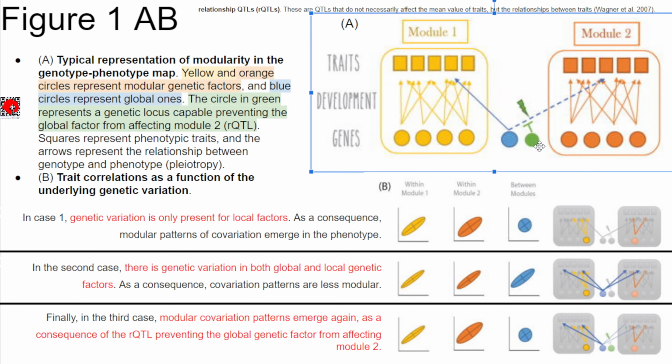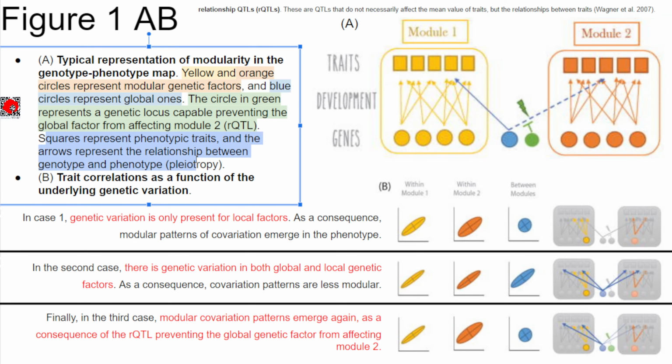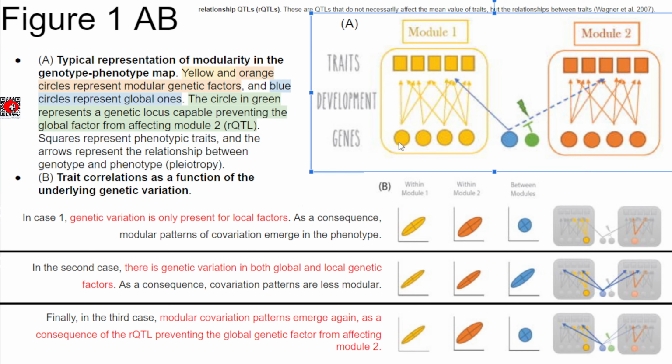The circle in green represents a genetic locus capable of preventing the global factor from affecting module 2, RQTL. Squares represent phenotypic traits, and the arrows represent the relationship between genotype and phenotype, or pleiotropy. So, genes, then we have this kind of causal graph leading to traits, and this, again, keeping this statistical theme in mind, is like a Bayesian causal graph, where these edges are based upon statistically inferred cause parameters, or just hidden parameters describing relationships amongst variables.